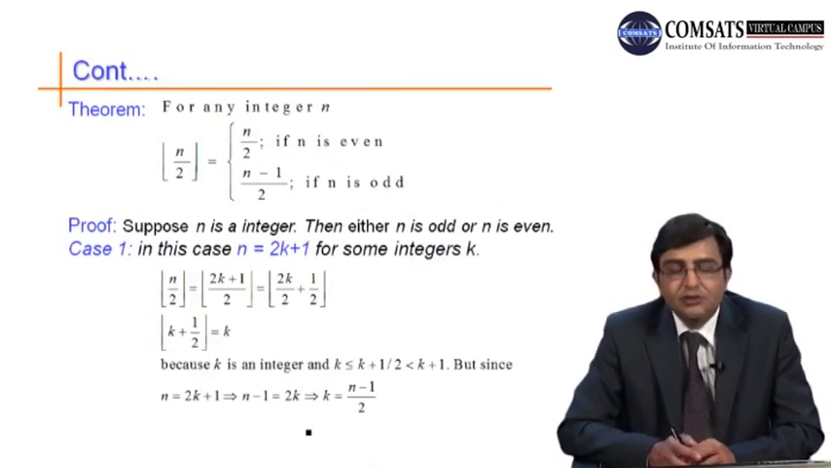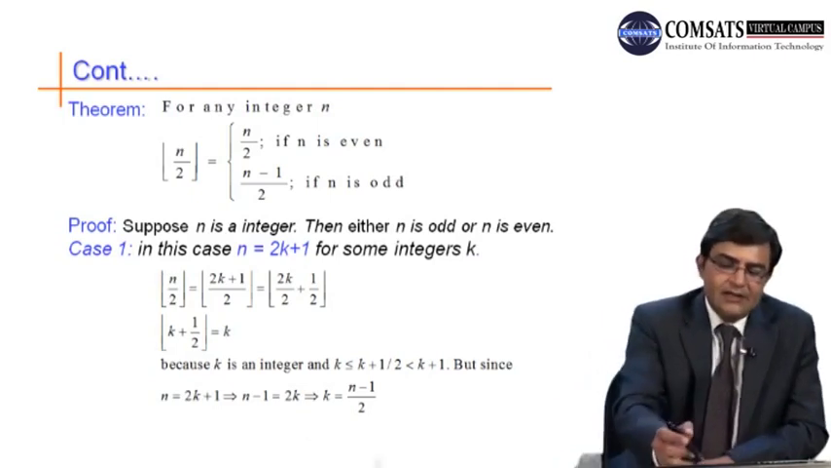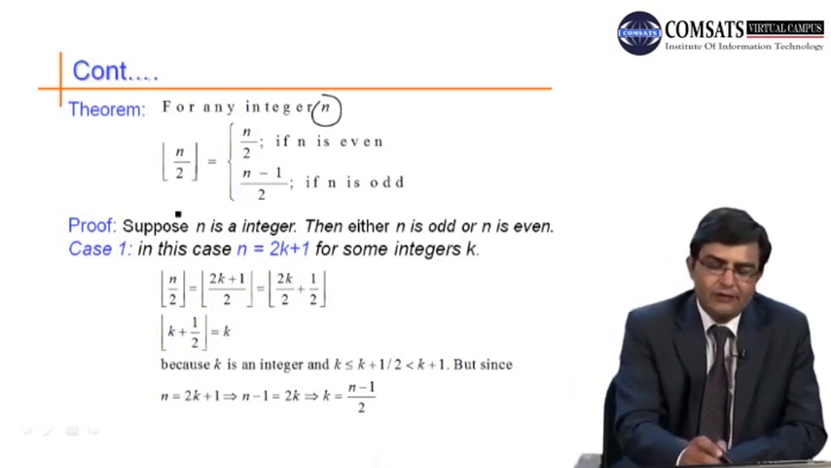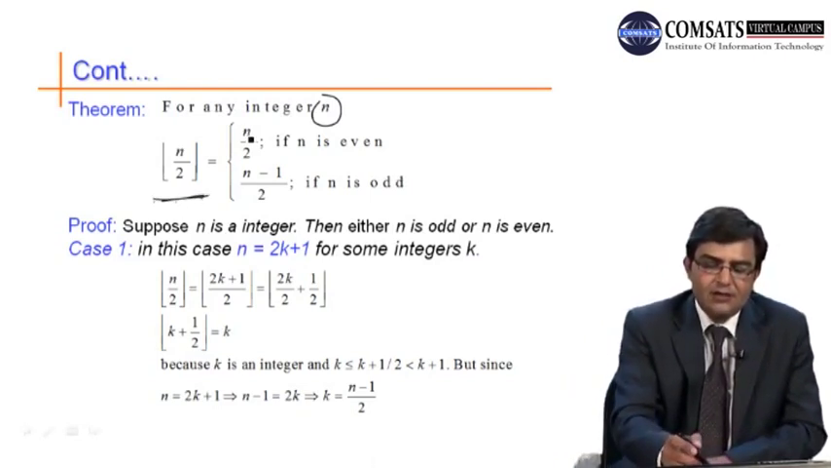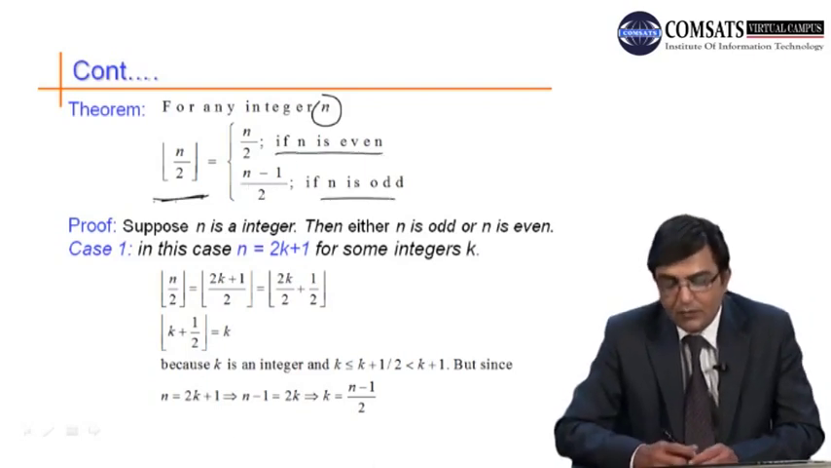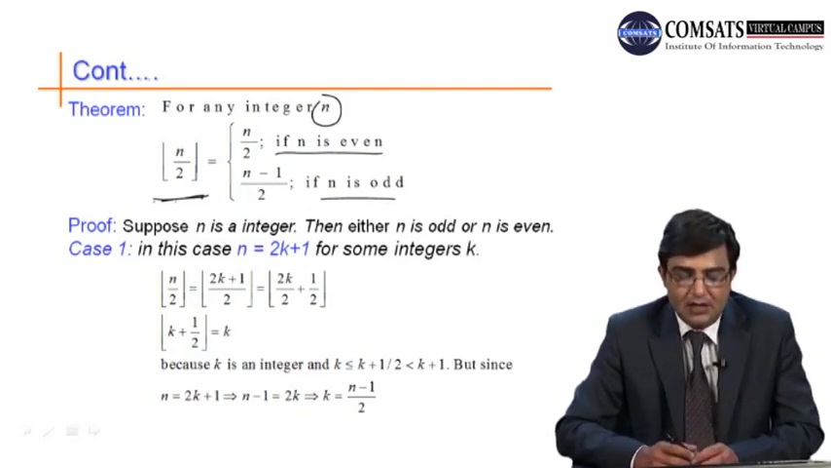Another theorem related to the floor of real numbers: if we take any integer n, then the floor of n by 2 is equal to n by 2 if n is even, and n minus 1 by 2 if n is odd. So we have to prove this.